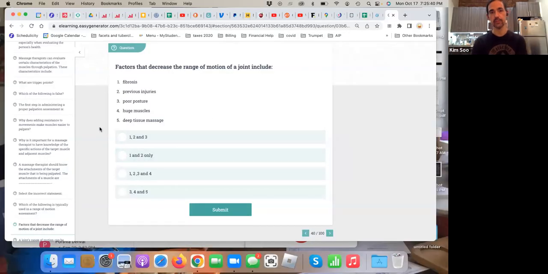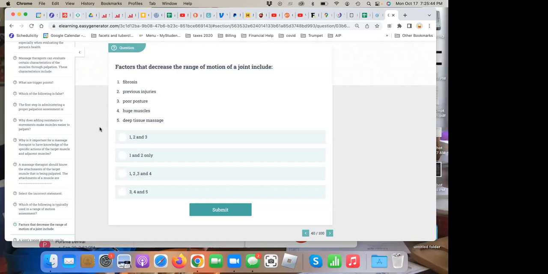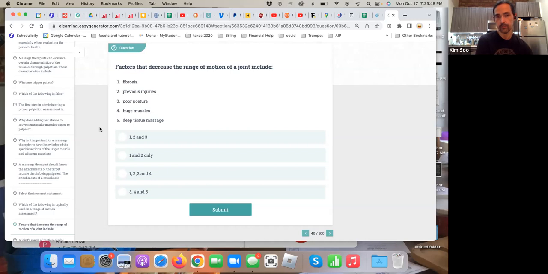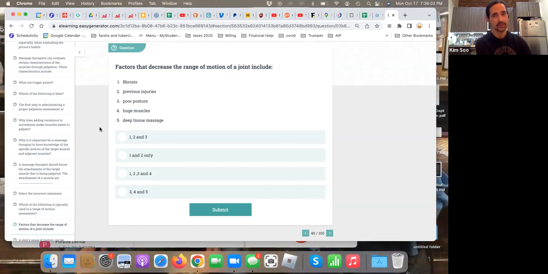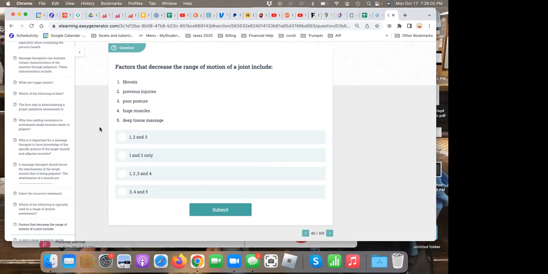Factors that decrease the range of motion of a joint include: one, fibrosis. Fibrosis, definitely. Number 2, previous injuries would definitely decrease the range of motion. Poor posture, number 3, definitely could decrease the range of motion. How about huge muscles? Not by default. I wouldn't say all of the above.